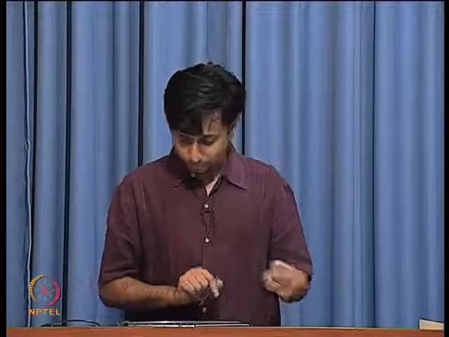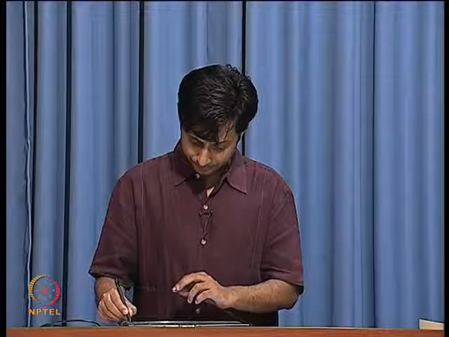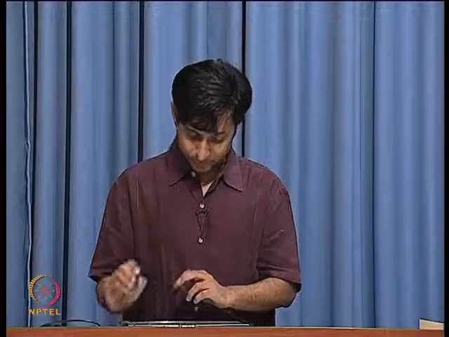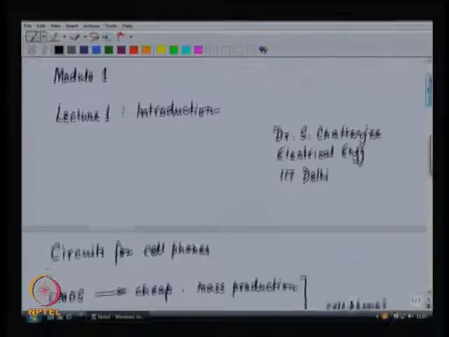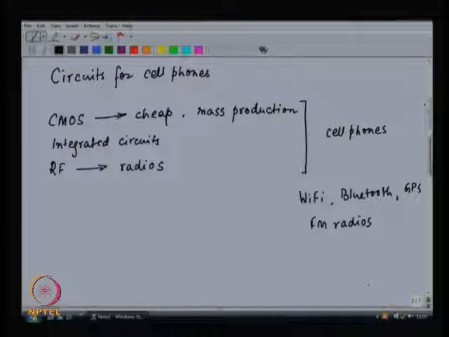Okay. So, let us quickly summarize what all we have talked about today. The first thing that we have to understand is that this course is for circuits for cell phones, as I have renamed the title of the course. The real title of the course is CMOS RF integrated circuits. What we are going to do is circuits for cell phones. Other than cell phones, the other applications that I can think of right now are Wi-Fi, Bluetooth, GPS, FM radios, maybe a few more, WiMAX.